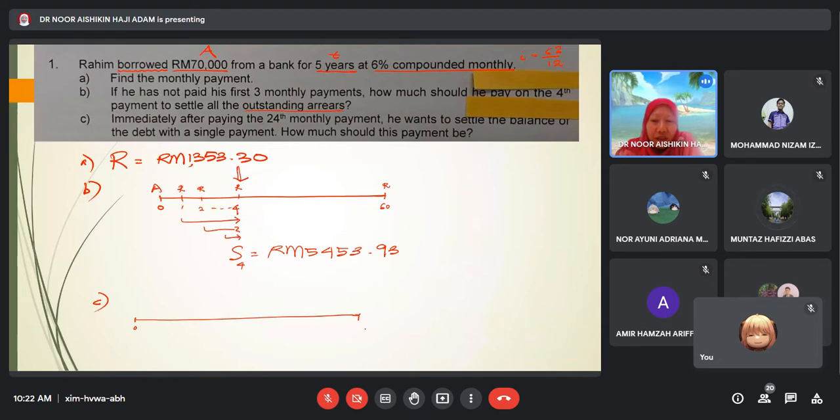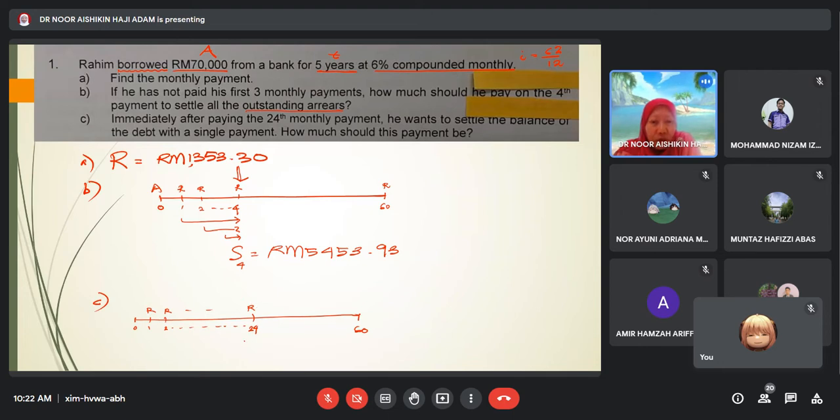Okay, saya suka sangat kalau kita tengok terus dalam timeline because it's easier to see. Kalau immediately after paying the 24th monthly payment, maknanya beginning the first month up until the 24th month, dia buat regular payment macam biasa. Dia bayar. Ada R kat sini, ada R kat sini, and so on and so forth up until here. The payment for the 24th month. So ini dia buat macam biasa.